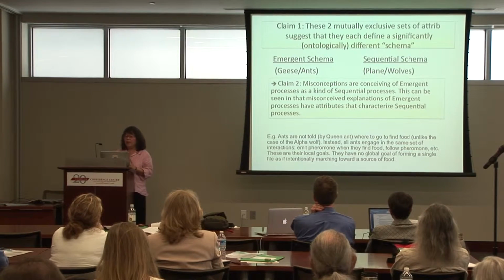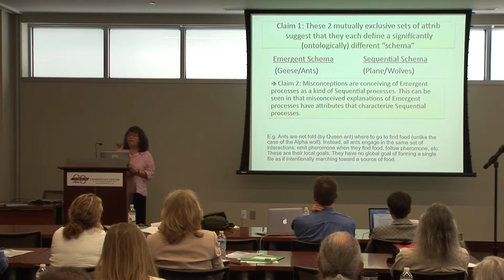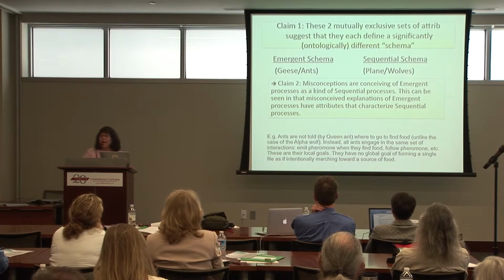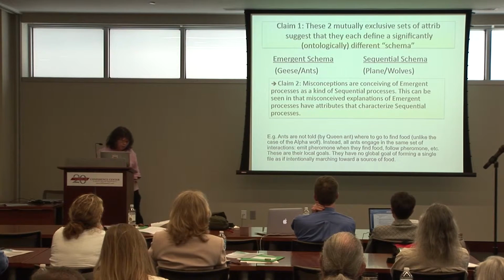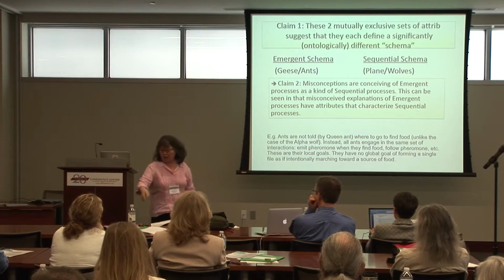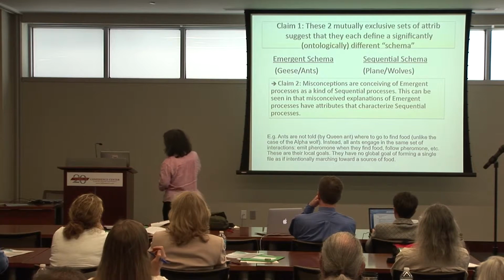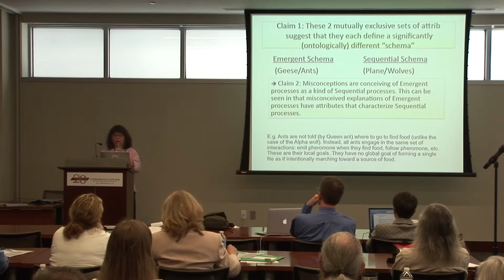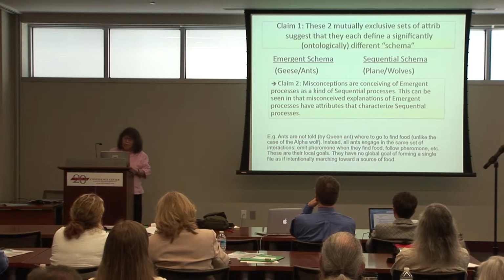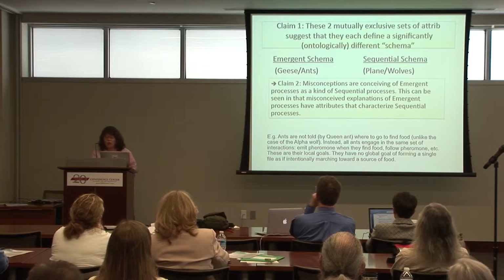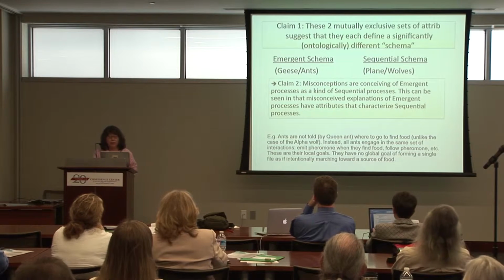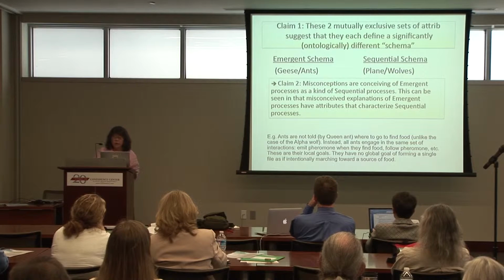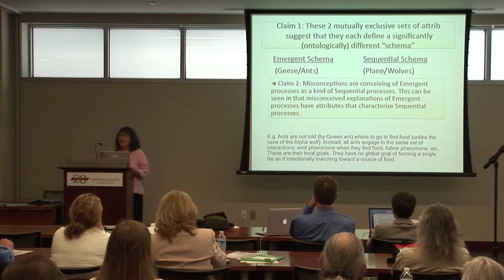So misconception, claim 2, is therefore conceiving of emergent processes or concepts as a kind of sequential process. This can be seen in the misconceived attributes that students' explanations foster. So if they're to explain an emergent process, it has qualities of the other attributes. For example, ants are not told by the queen ant where to go to find food, unlike the case of the alpha wolf. So you can look at the explanation and identify attributes from the other schema.